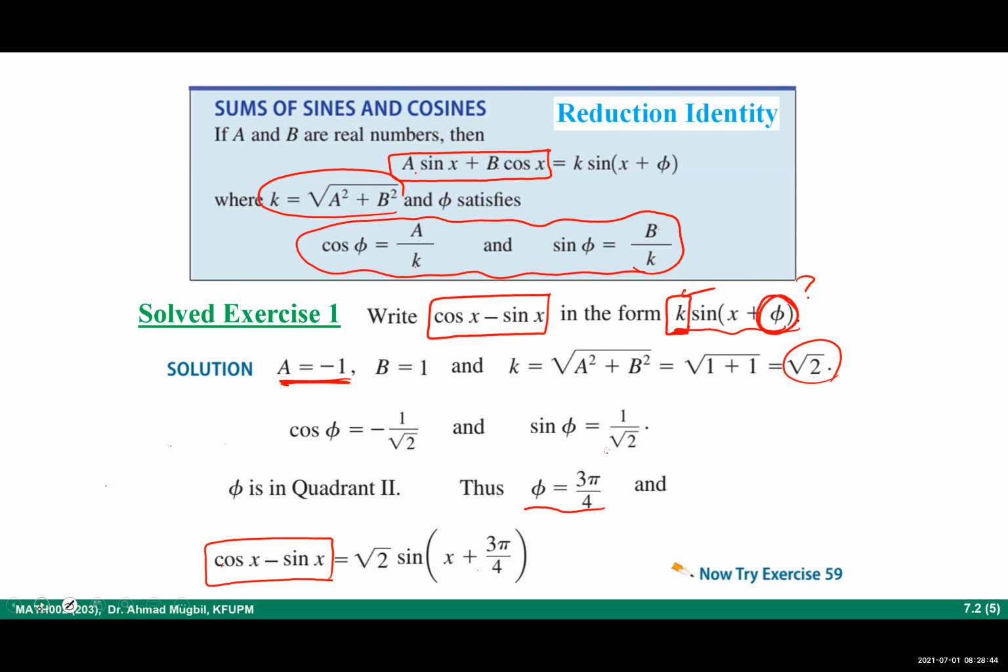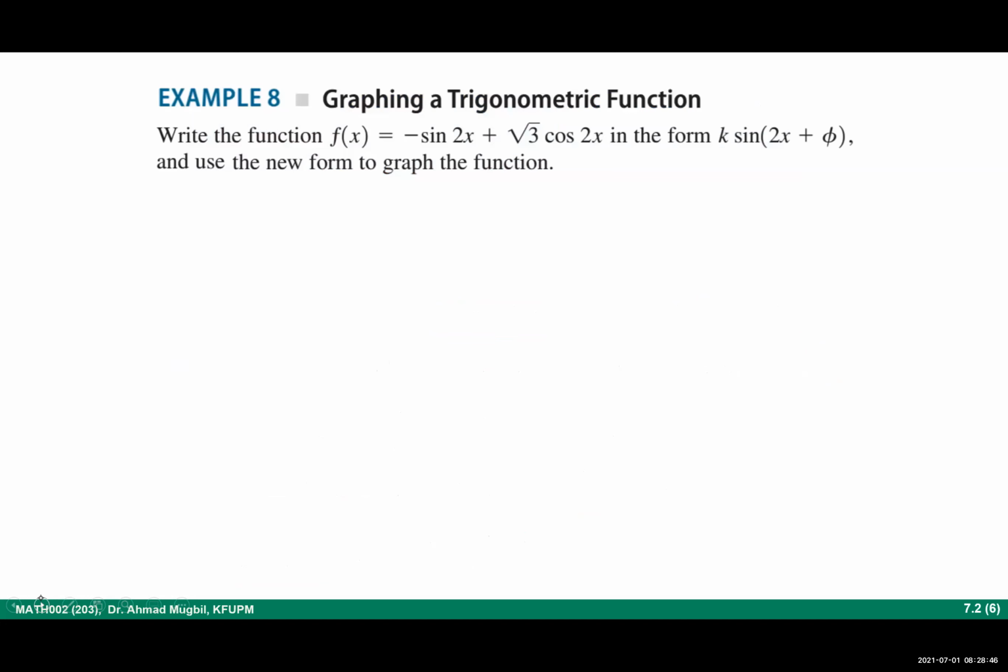Let's take another example. Write this function, the one that we started with at the beginning, in this form, then use the new form to graph the function. If you want to sketch the graph of this, it is not easy at all. If you want to find the range, you cannot decide easily. You cannot, of course, find the amplitude directly. So you need to write it in this form.